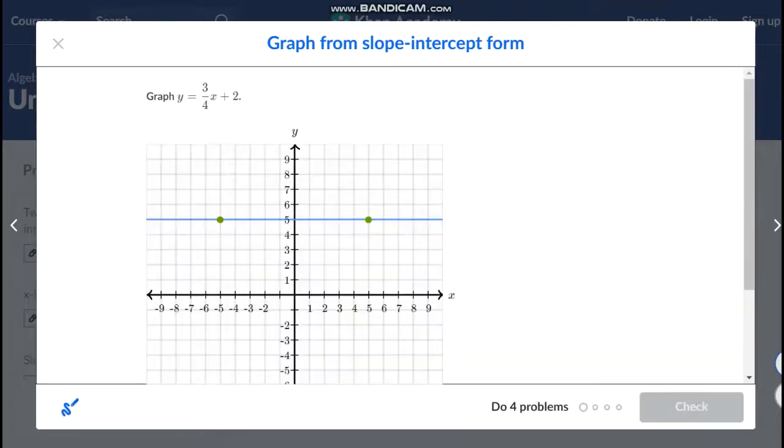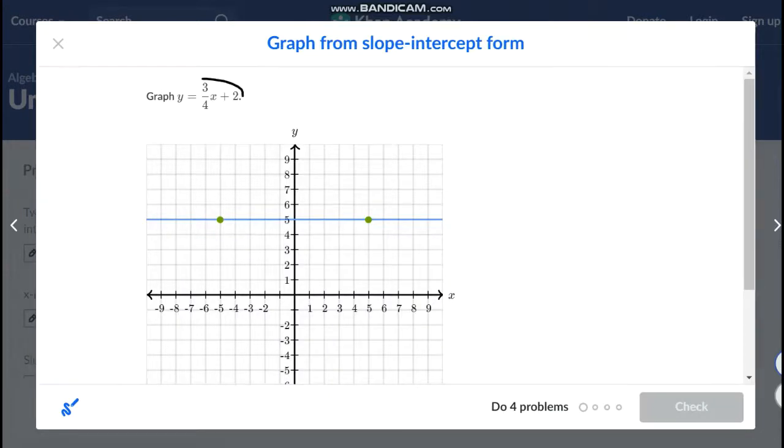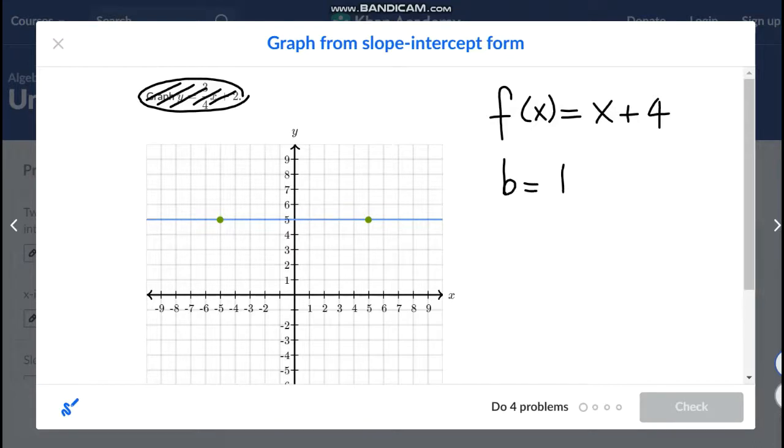Let's go. Don't solve this by now. Let's solve our equation, f of x equals x plus 4. The y-intercept is equal to 4, and the slope is equal to 1. 1 is 1 over 1, rise over run. Okay?